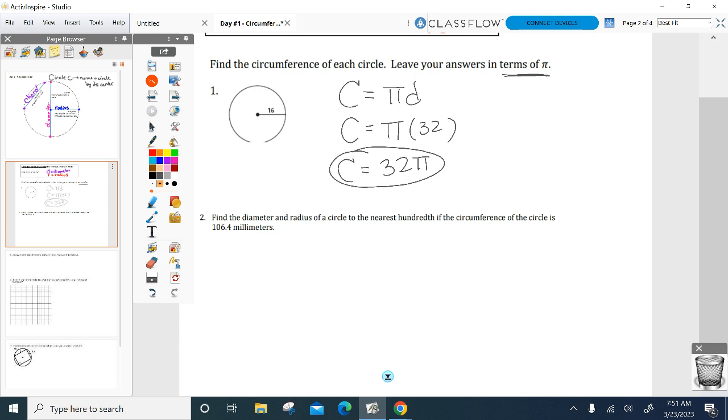Find the diameter and radius now, rounding to the nearest hundredth, if the circumference is 106.4. So I'm giving you the circumference, you provide the diameter and the radius back. So again, I'm going to go to my formula. Circumference equals pi d.